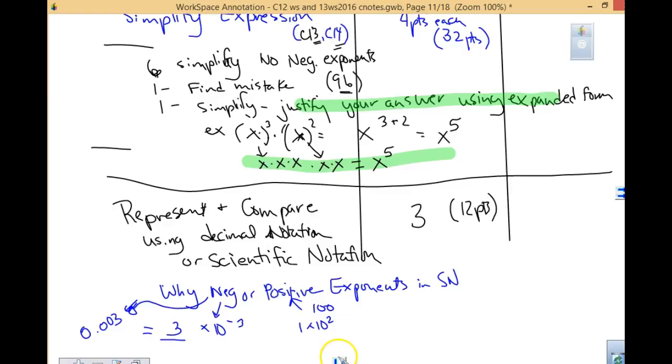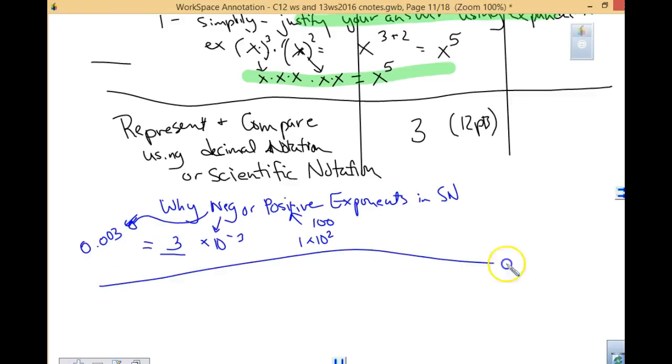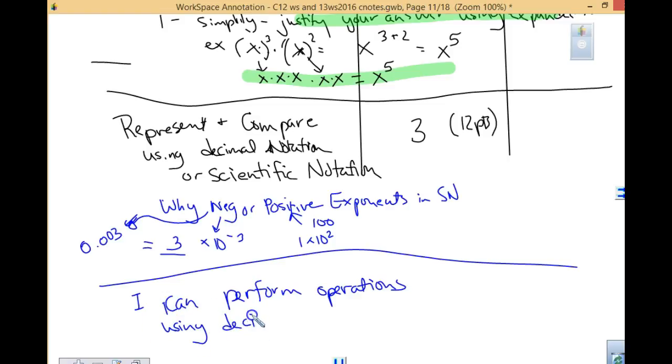The last standard, as you are looking up there. Kenny, do you want to read the last standard on the poster? I can perform operations using decimal and scientific notation. So this is like your quiz. So I can perform, and we are mostly looking at all the operations, add, subtract, multiply, and divide, and they're going to be in story problems. So I can perform operations using scientific notation. And it says using decimal and scientific, so you can kind of go between the two.